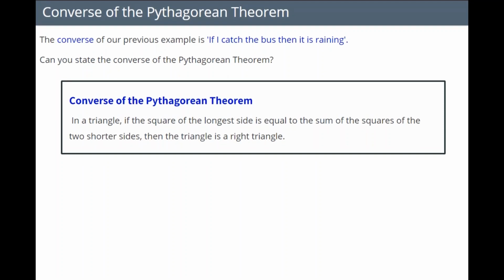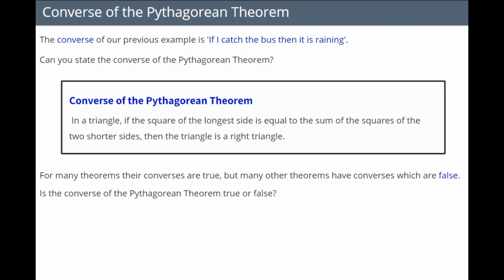You would have said, in a triangle, if the square of the longest side is equal to the sum of the squares of the two shorter sides, then the triangle is a right triangle. For many theorems, their converses are true, but many other theorems have converses which are false. Is the converse of the Pythagorean theorem true or false?